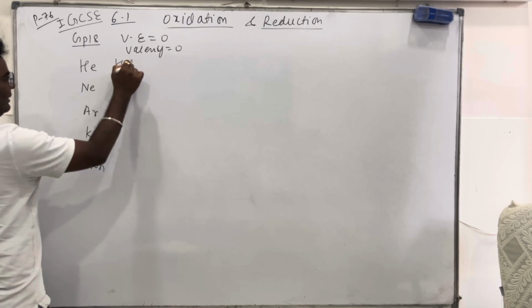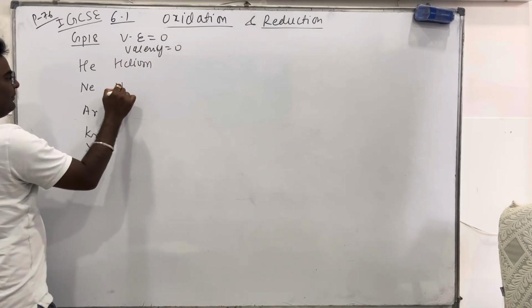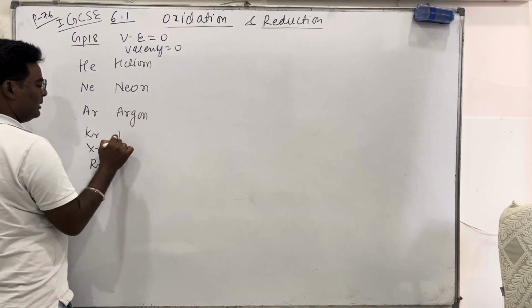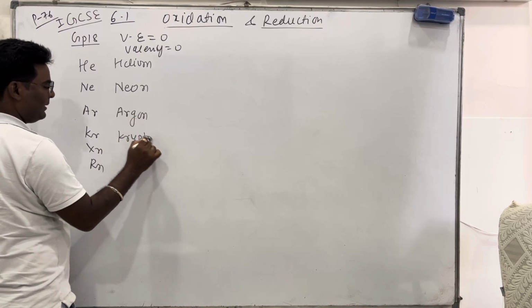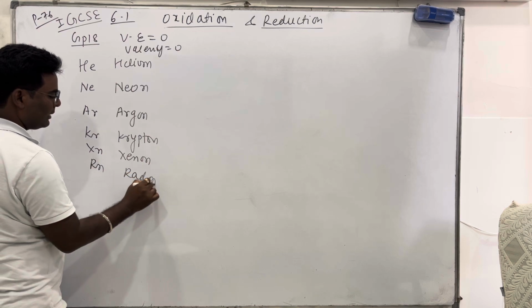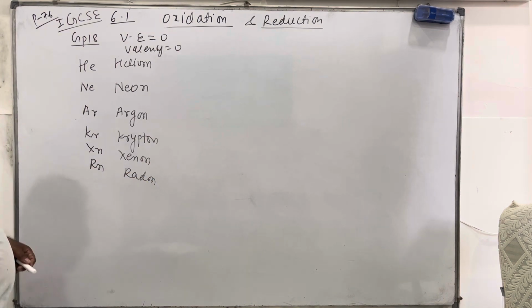He for helium, Ne for neon, Ar for argon, Kr for krypton, xenon, radon. So how to remember it?